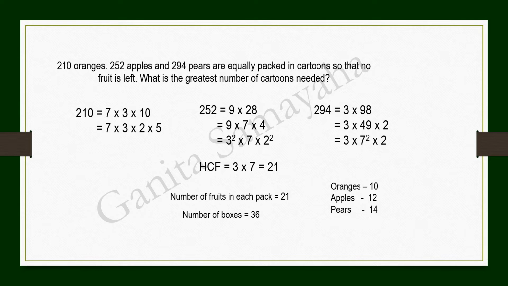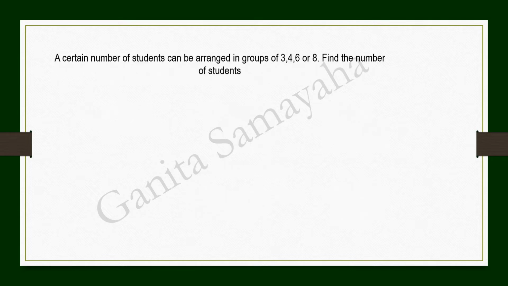Is it clear, children? Fine. Let us go on to the next one. We have a problem here which says that a certain number of students can be arranged in groups of 3, 4, 6 or 8. Okay. Find the number of students. Groups of 3. That means the entire student can be made into 3 groups. They can also be made into 4 groups. Or you can make them into 6 groups or 8 groups.